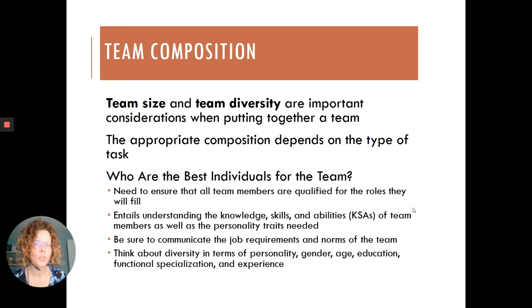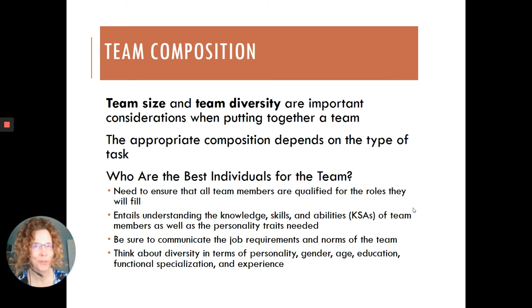The appropriate composition for any task is going to depend on the type of task. Somehow we've got to figure out who's going to be the best for the team. We want to make sure that people are qualified. In order to know that, we've got to know what people's knowledge, skills, and abilities are. What are they good at? Also, what's their personality like? Are they the kind of person who's open, who's agreeable, who's conscientious?